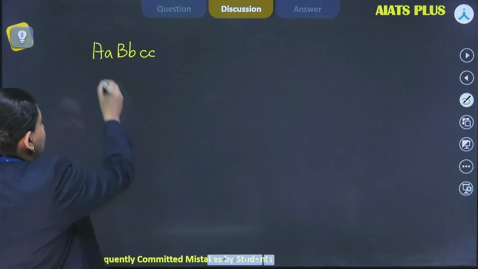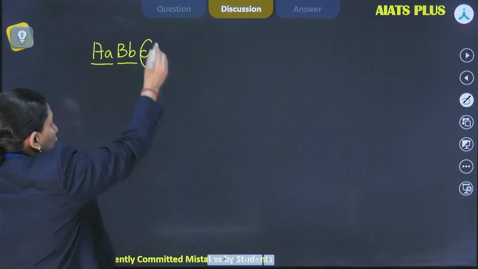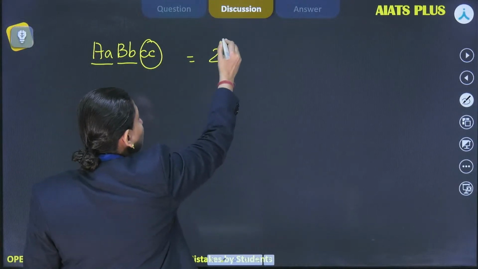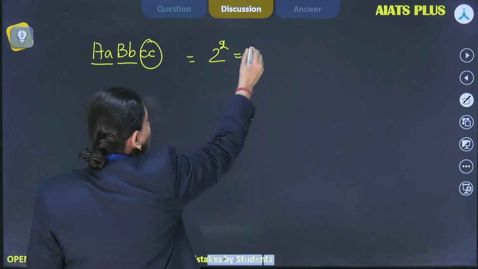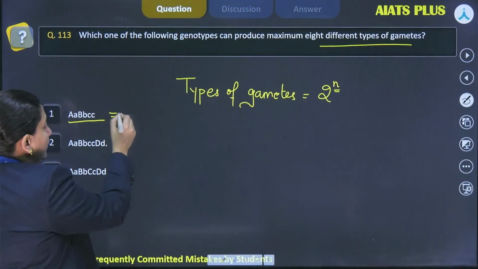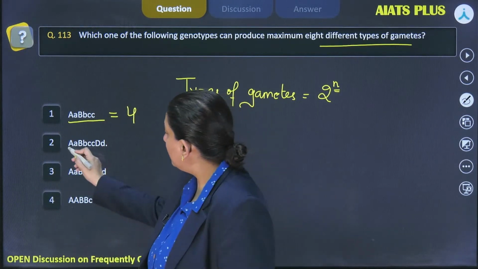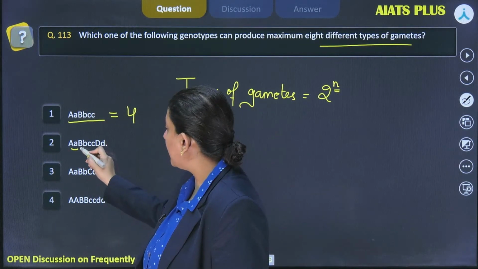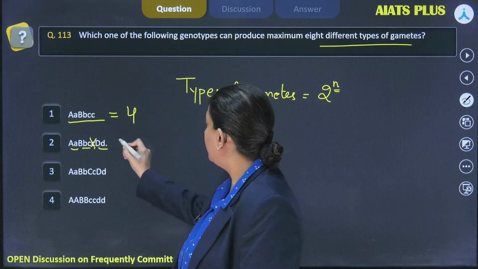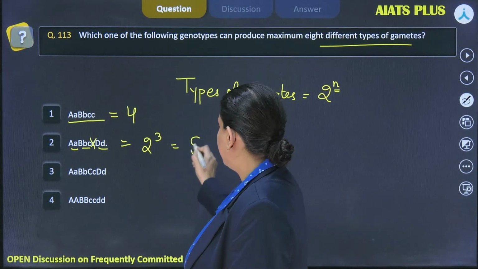Here, the A and B loci are heterozygous, and this one is homozygous, so we are not going to consider it. Because n is 2, this creates 4 of them, right? So here we are going to have 4 of them. Now in the next genotype, the heterozygous loci are A, B and D. C is not going to be considered. So if we calculate, it will be 2 to the power 3, which makes it 8.